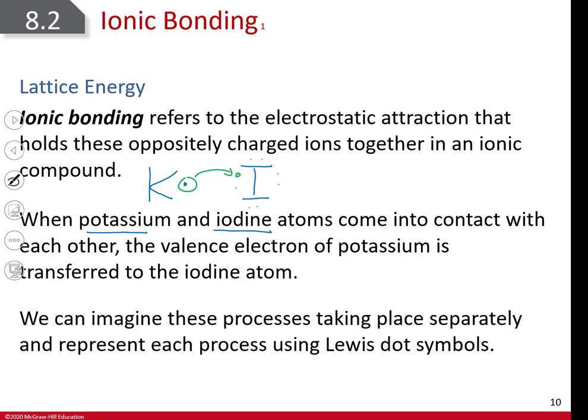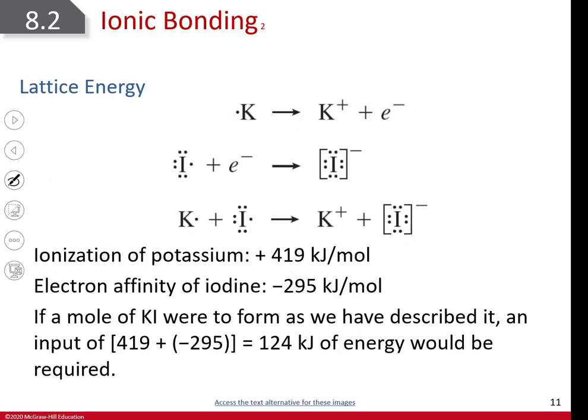Now, once we have that transfer, now we have the 2 ions as charged particles here. So the potassium is going to lose an electron. The iodine is going to gain that electron. So when you add them together, these electrons will cancel. So we'll have the 2 neutral atoms come together, and then we end up with 2 ions.